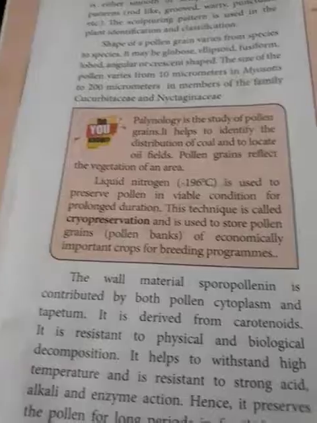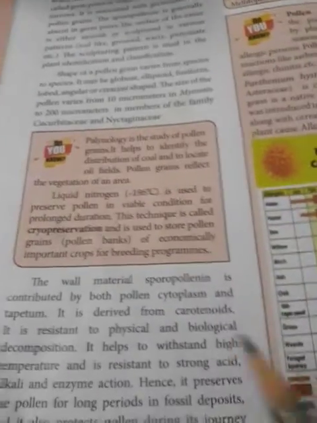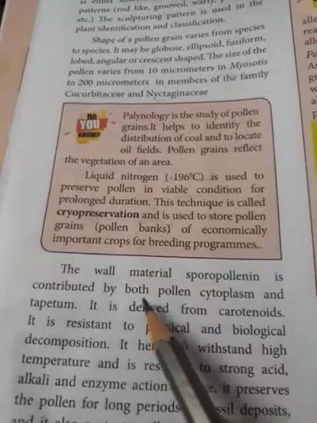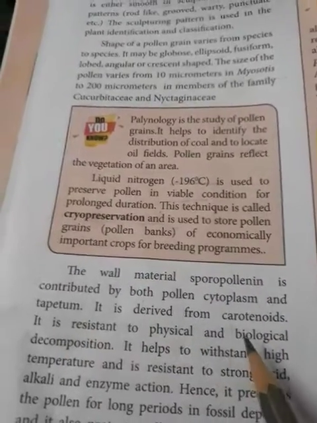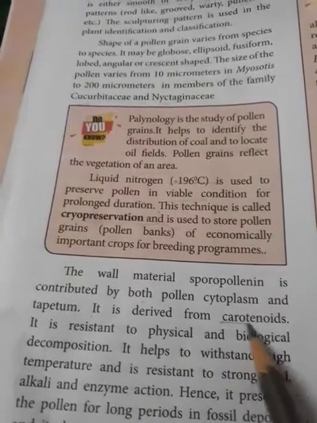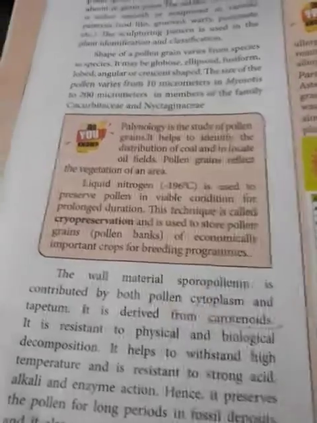Now the wall material, which is called sporopollenin, as we have already told, is contributed by both the pollen cytoplasm and the tapetum. It is derived from carotenoids. Underline that, it is the chemical nature. What is the function of this sporopollenin?